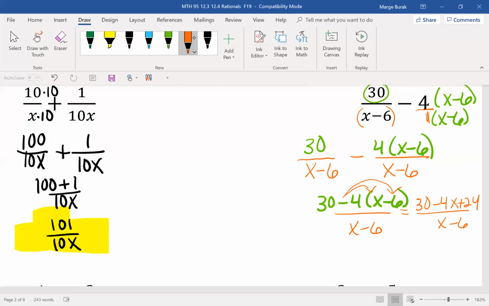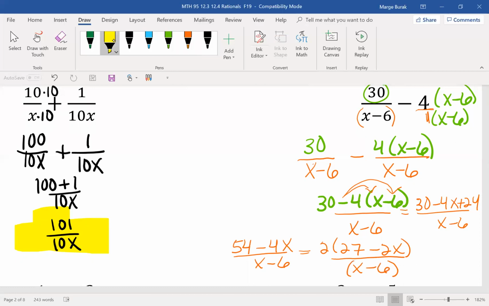And the last thing we do, once we have the common denominator and we've put the numerators together, then we simplify that numerator, 30 plus 24. So that's going to give us 54 minus 4x over x minus 6. You may need to factor the numerator, just to be safe, to see that it can't be simplified. Both of those have a 2, 27 minus 2x over x minus 6, and there's nothing here to cancel. So this would have been okay, and this would have been okay for answers.